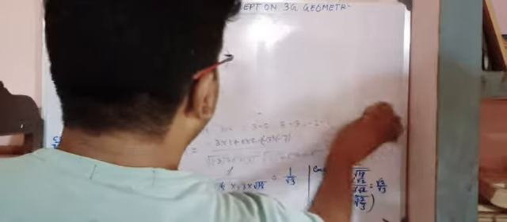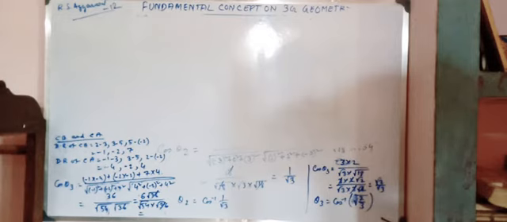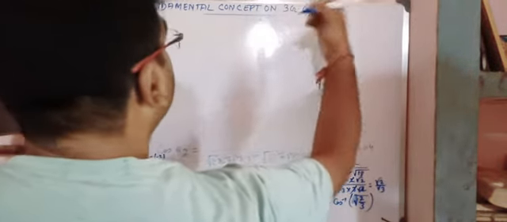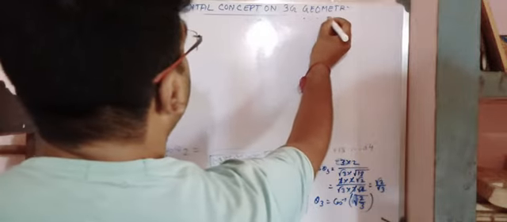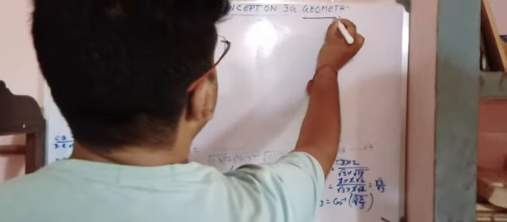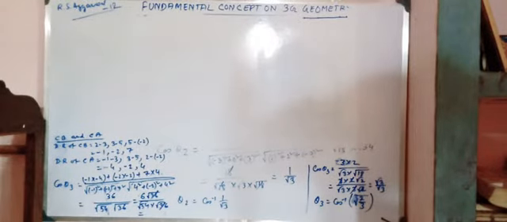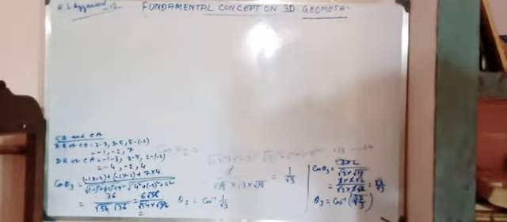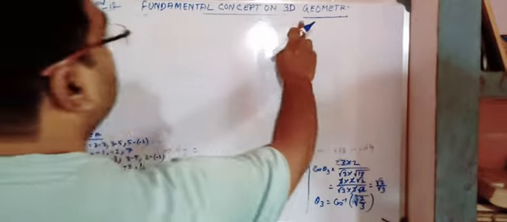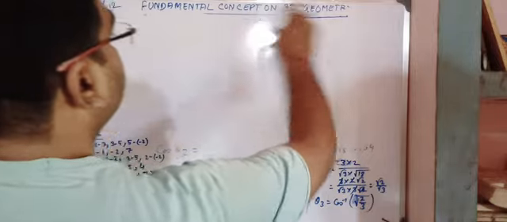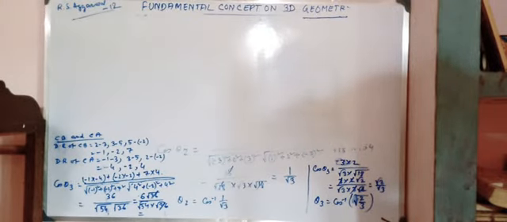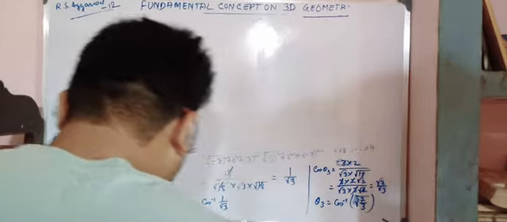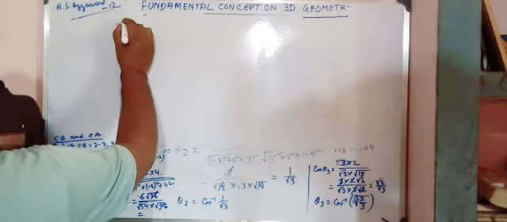What do you mean by collinear? Collinear means if 3 or more than 3 points lie on a same straight line, then it is called collinear. Three-dimensional geometry, 3D geometry, not 3G, mistakenly said. So this is the concept of collinearity.